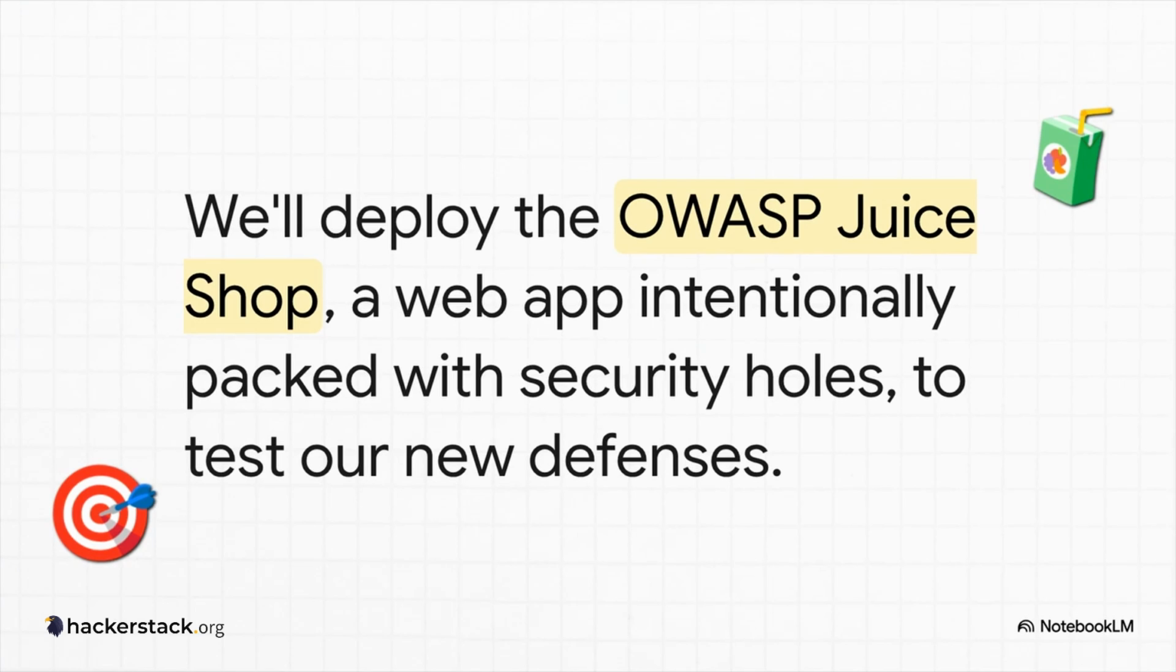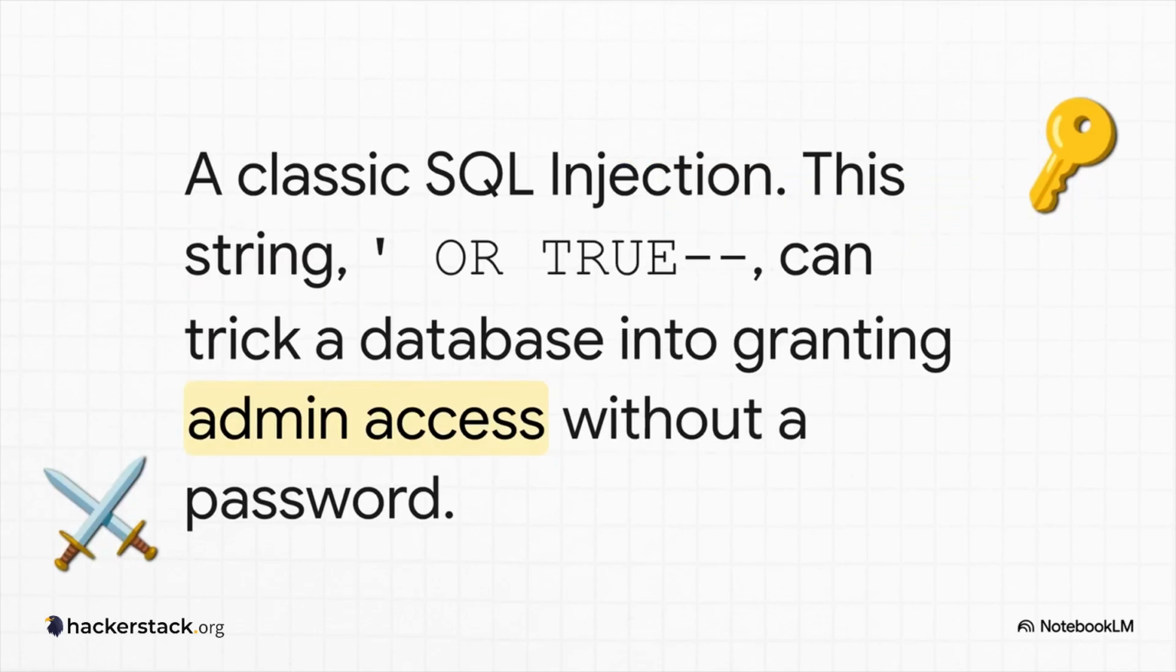So we're going to deploy the famous OWASP Juice Shop. It's a web app that was intentionally built to be full of security holes. It's the perfect target to test our new security system. And the attack we're going to launch is a textbook SQL injection. By just typing this weird little string of characters into the login form, we can trick the database on the back end and log in as the admin, all without a password. So, let's see what happens.